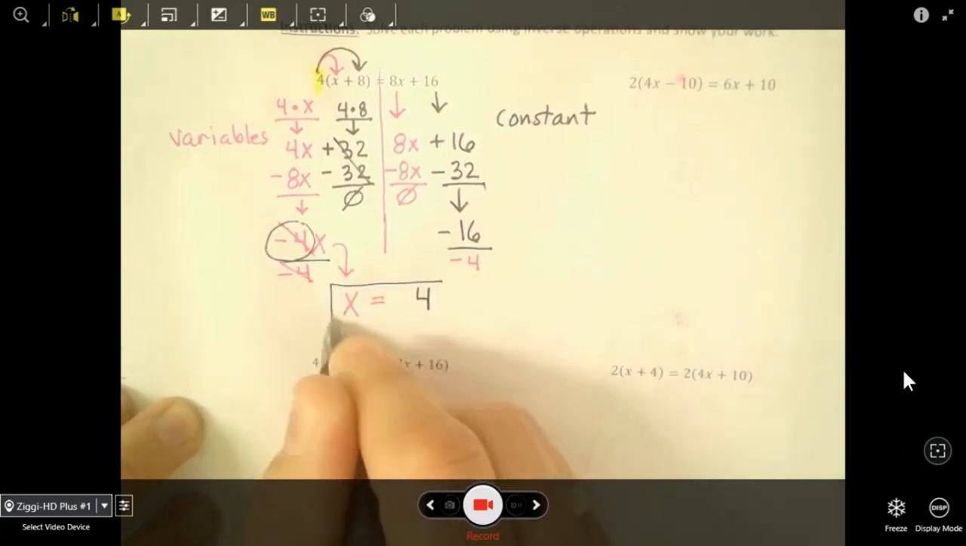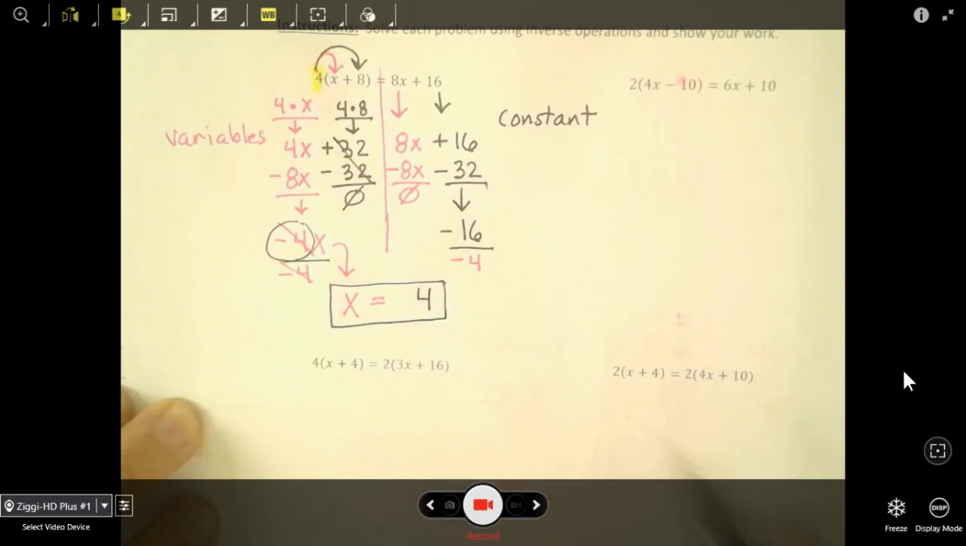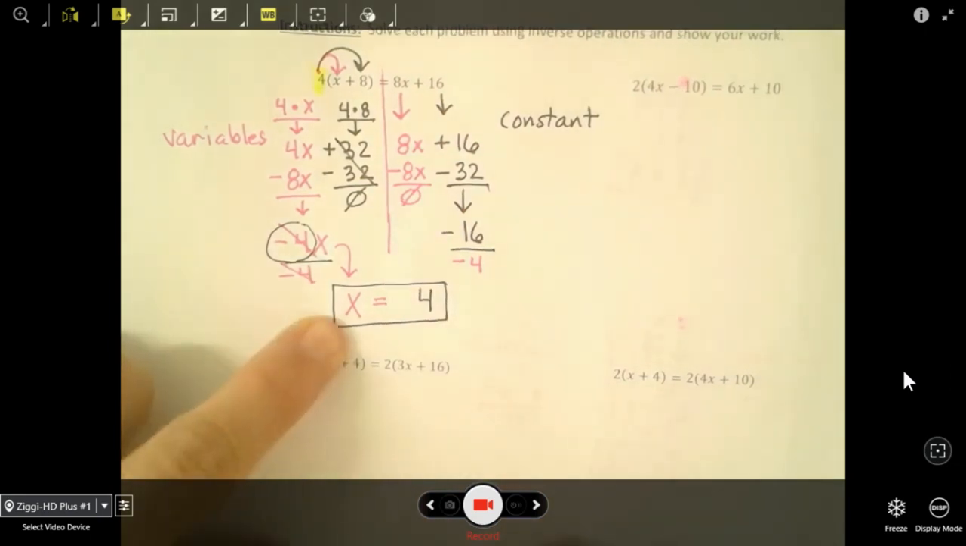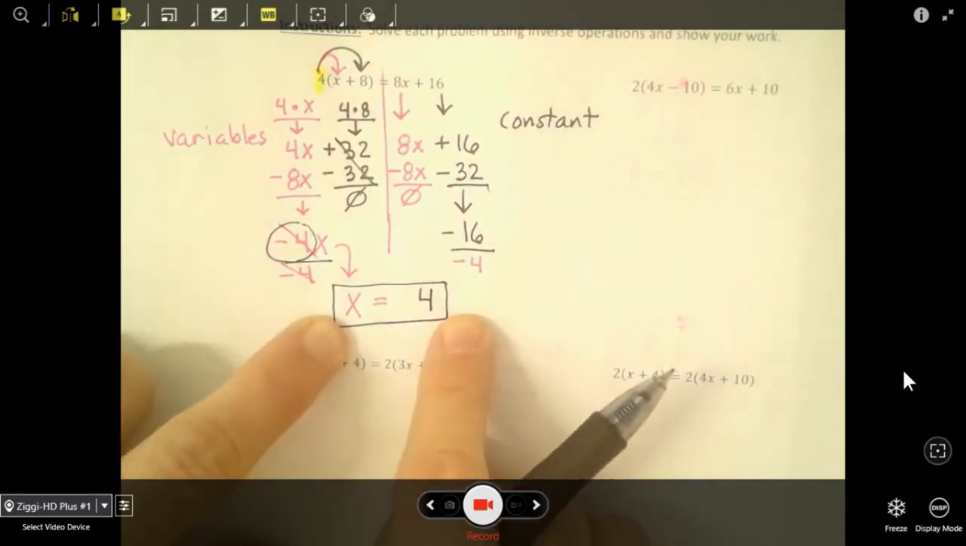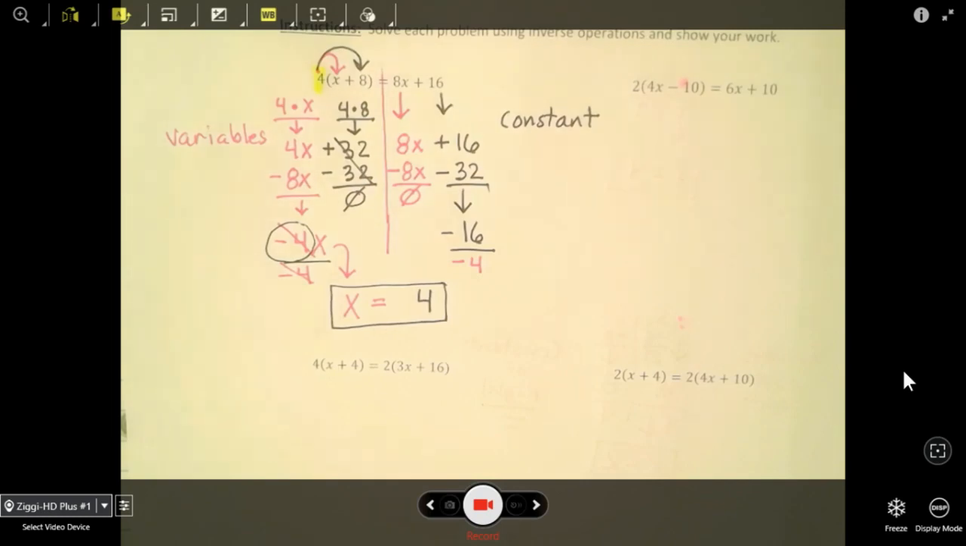So I'm going to box it, and that is my final answer for this problem. My variable's on the left, my constant is on the right. So let's do the next problem. It gets a little bit more complicated, right?